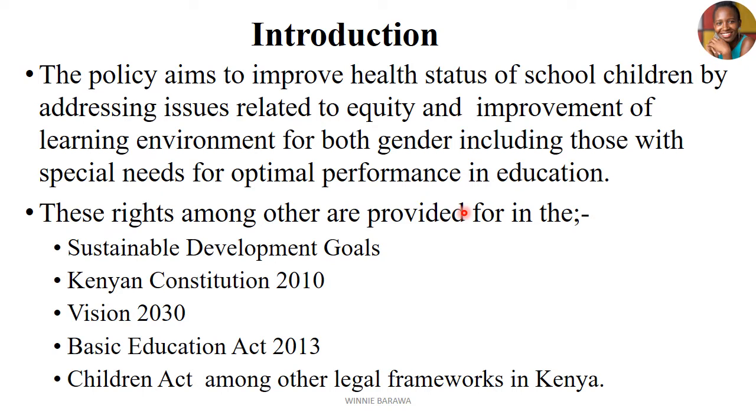And so to get a proper document, it was guided by several other documents or rights that were drawn from the Sustainable Development Goals. We have the Kenyan Constitution 2010. It was also guided by the Vision 2030 document of Kenya. We have the Basic Education Act 2013, and also the Children Act, among other legal frameworks in Kenya. Remember, as we develop a policy, we are developing a document that will provide a route that we can use in understanding how to handle the school environment or how to handle health-related status while children are learning in schools. So the rights of the students while developing this policy were guided by these five areas: SDGs, Kenyan Constitution, Vision 2030, Basic Education Act, and the Children Act.